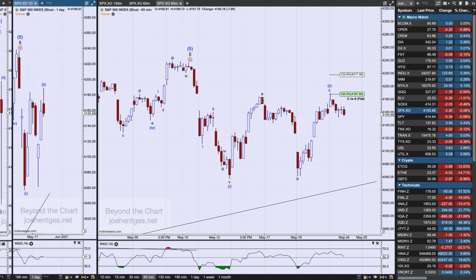So here's where we were last Friday, right? Well, actually right here. Here's the last bar of the day, the last hour. I'm on a 65-minute view. Here's the last bar of the day. And then here's what we got this week.